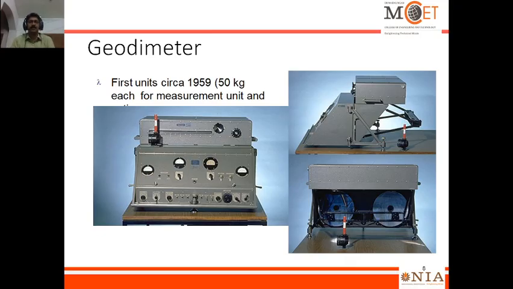It starts with the geodimeter. The first unit, circa 1959, was developed, weighing 50 kg. This equipment is each for measured unit.